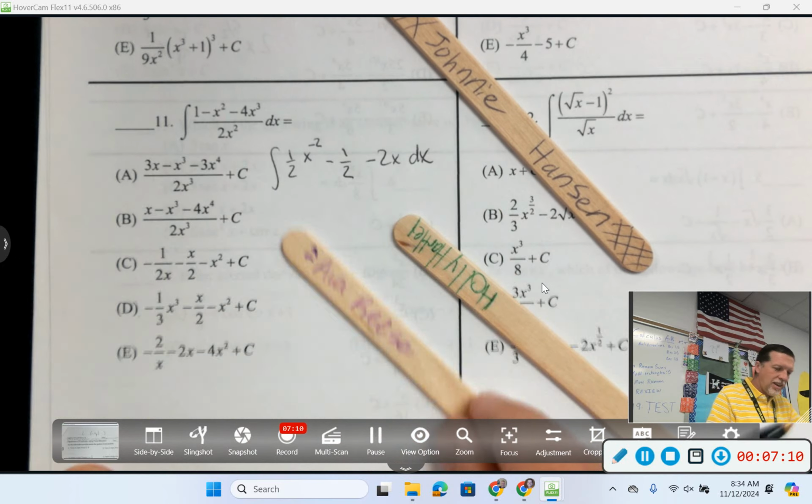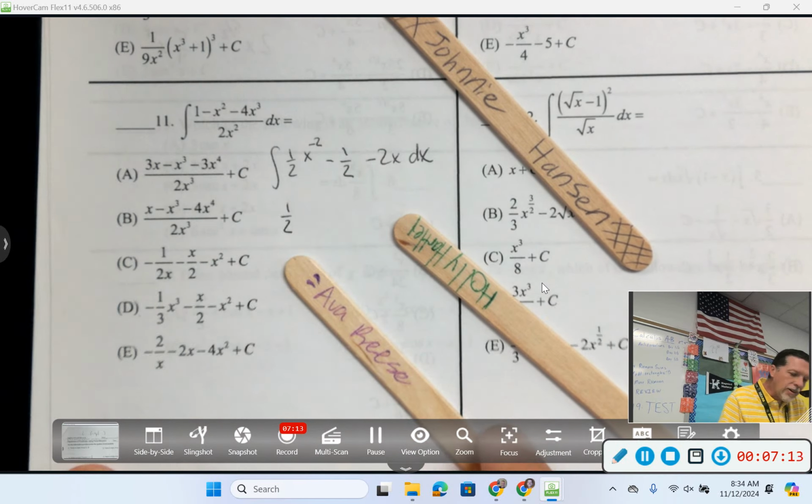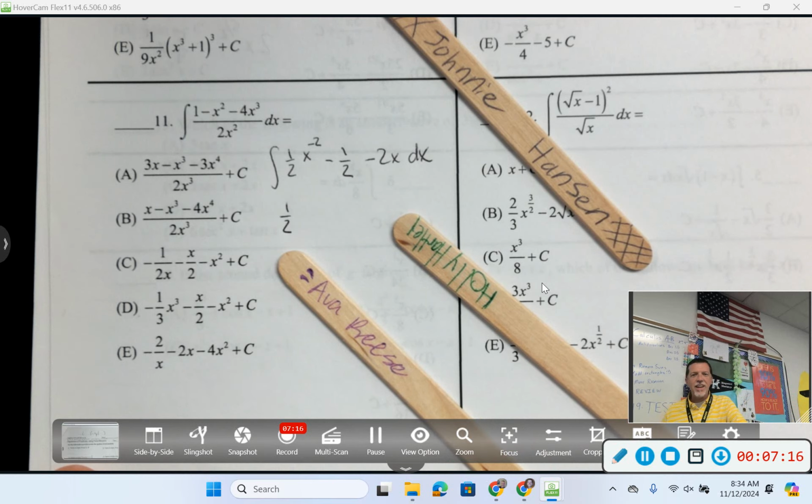Ava, how about, I'll give you the 1/2. How do I antiderivative x to the negative 2?